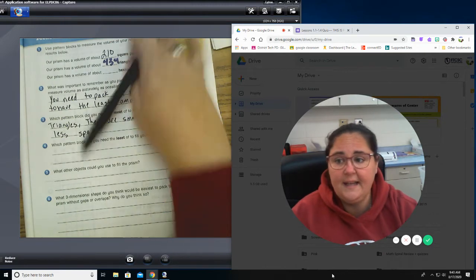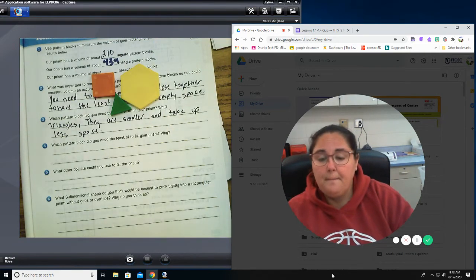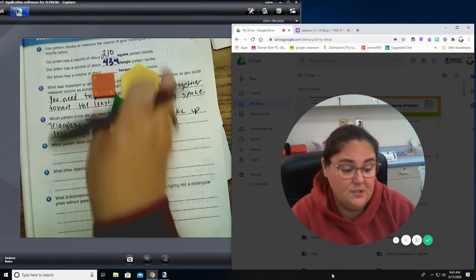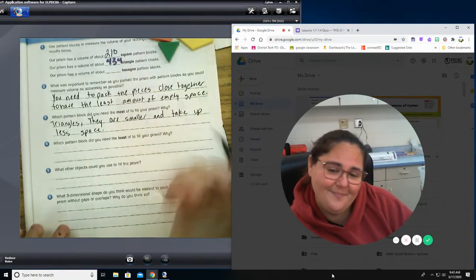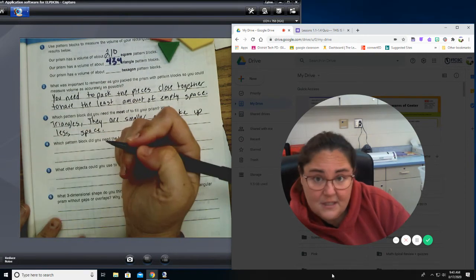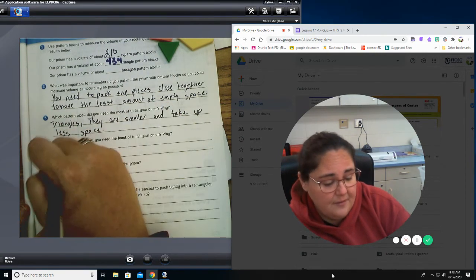Okay, which one did I need the least of? You should have done your multiplication by now. So if you have done your multiplication, I'm not writing my answer on here. You should know that the hexagons you need the least amount of.